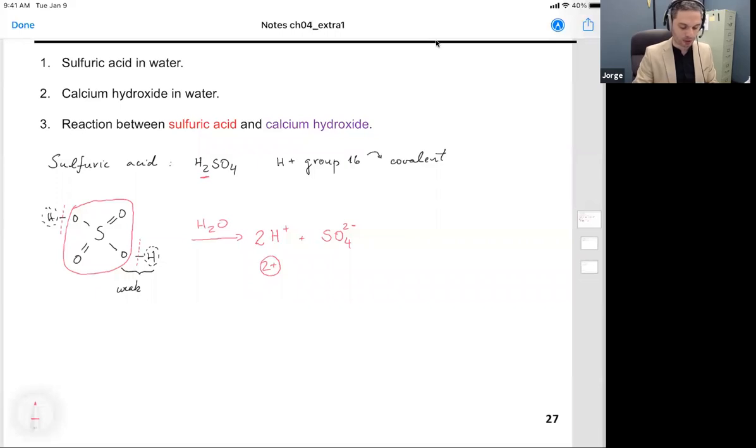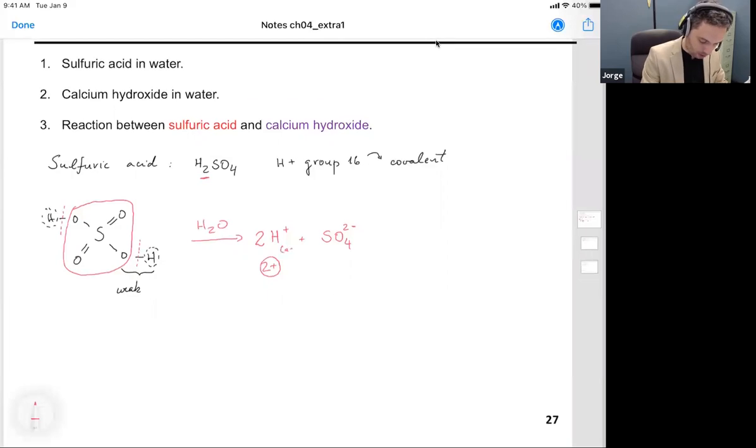Obviously, the release of the two hydrogens happens in different steps, but at this point, let's consider that all the hydrogens are released in a single step. It doesn't matter for now. So that's what happens when we dissolve sulfuric acid in water. We produce H plus and sulfate.